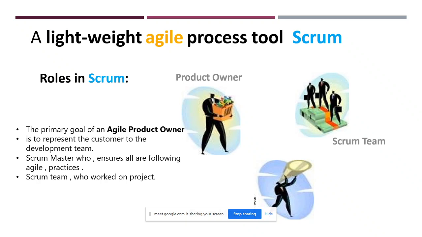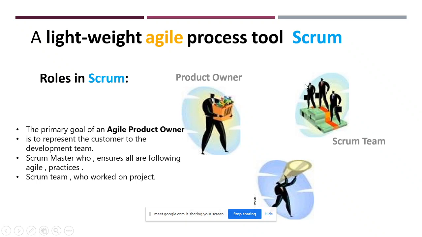So in Scrum, we have different roles. If you see here in my PPT, product owner is one role, Scrum Master is another role, and Scrum team is another role. So let's quickly go one by one. What is their responsibility, and what exactly are they doing in a company or in a team?